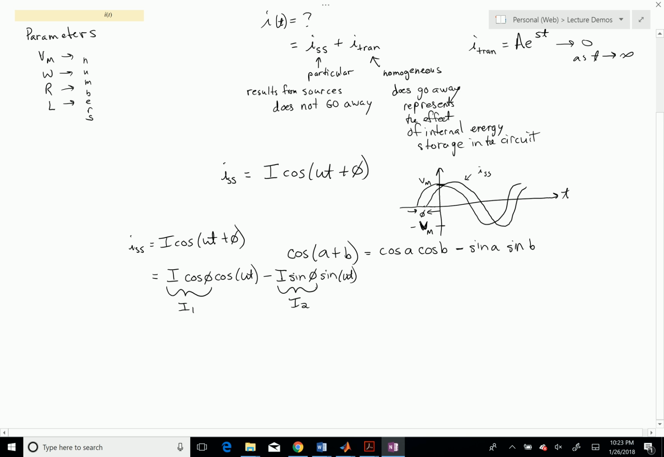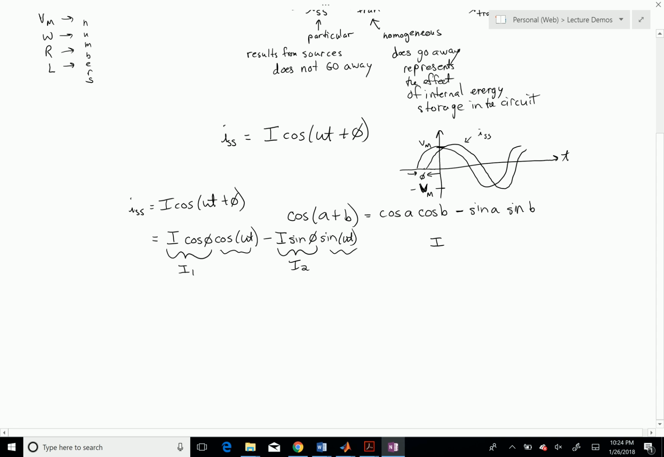Phi and omega, phi is a constant, right? So is I a constant. It's only this cosine omega t piece and sine omega t piece that vary with time. So I can think of these I cosine phi and I sine phi as amplitudes. I can think of them as constants because the phase shift does not change once I'm in steady state. We saw that in the circuit in class, all right? We'll look at that again later.